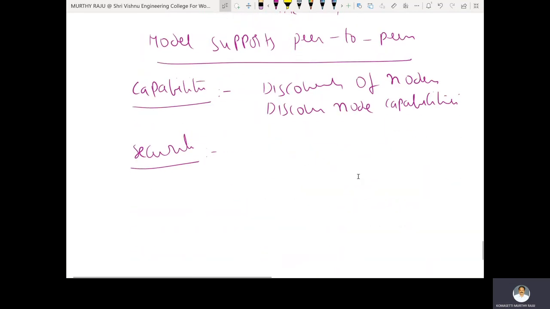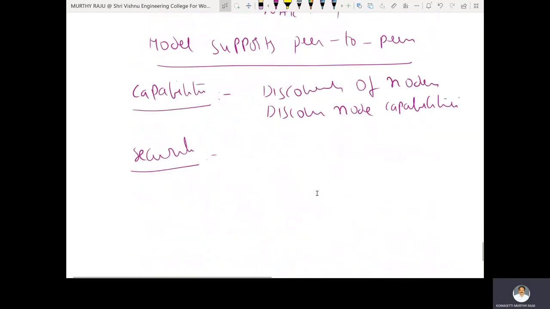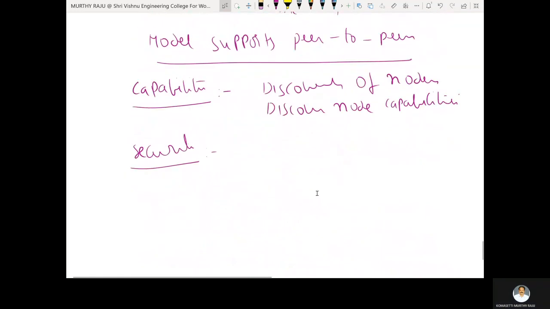Suppose some third party person wants to access your data. We have to create a login ID and password. That login ID and password is shared with the third party person. That person is a willing person. Okay, share your password and login ID, and with the help of that login ID and password, your data is shared. That is called security. With this, the basic nodal capabilities are completed.